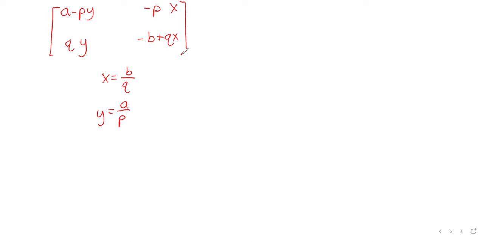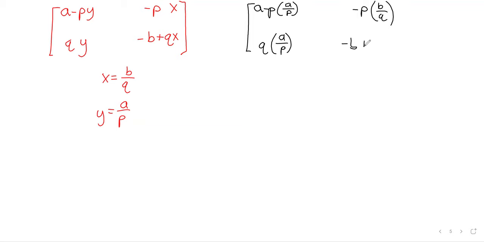So if we plug this x and this y in, A minus P times the fraction A over P, negative P times the fraction B over Q, Q times the fraction A over P, and negative B plus Q times the fraction B over Q. So we wind up with zeros on the diagonal.